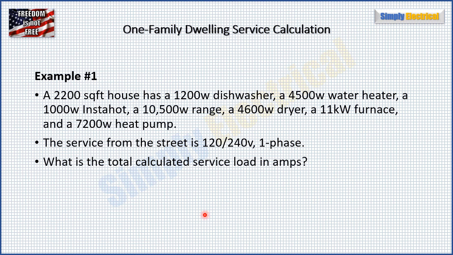All right, example number 1, we have a 2,200 square foot house. It has a 1,200 watt dishwasher, a 4,500 watt water heater, a 1,000 watt Instahot, a 10,500 watt range, a 4,600 watt dryer, an 11 kW furnace, and a 7,200 watt heat pump. The service from the street is 120/240 volt single phase. So what is the total calculated service load in amps?